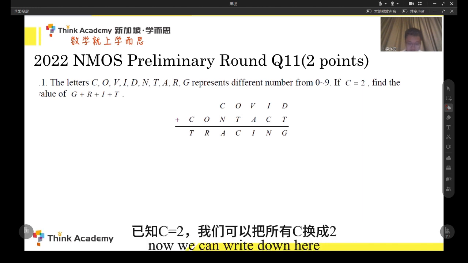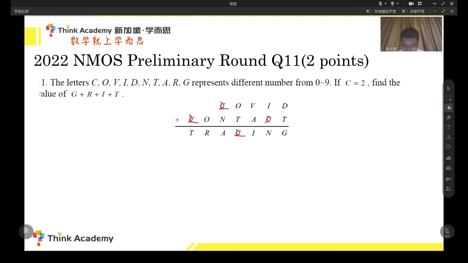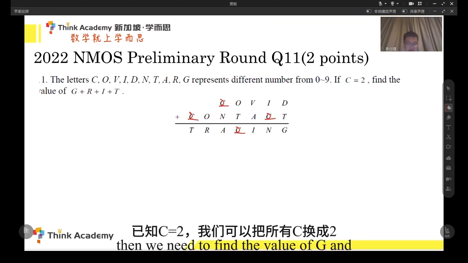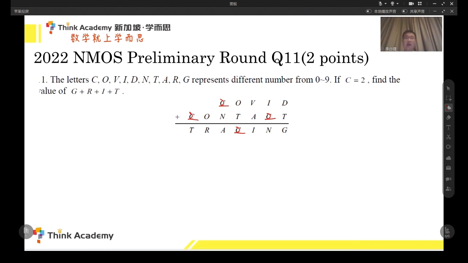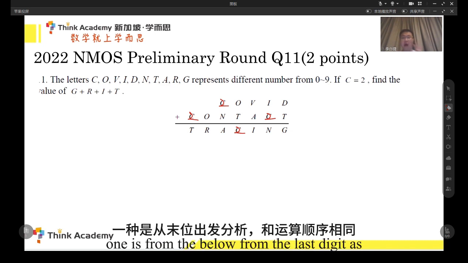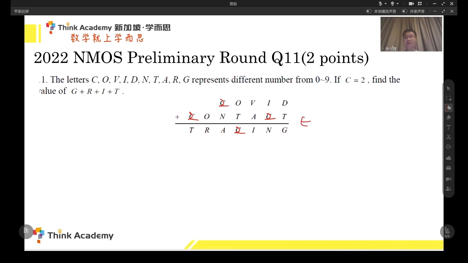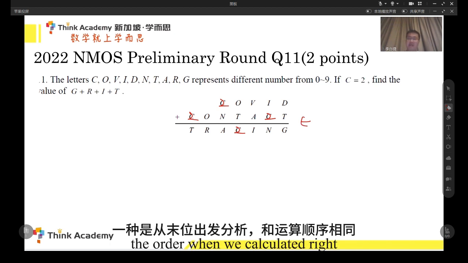Now we can write it down here. So each C is 2. Then we need to find the values of G, R, I, T. For column puzzles, there are two ways to analyze. One is from the bottom, from the last digit, in the order we calculate, right?